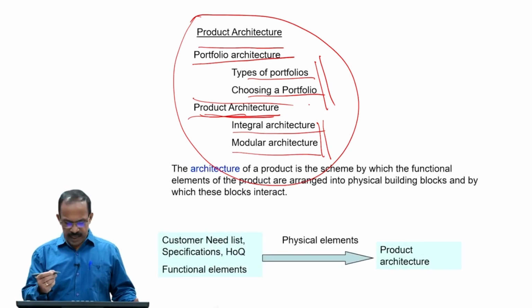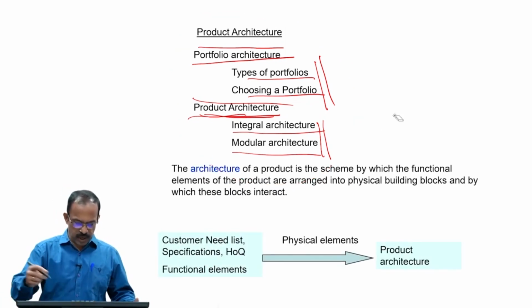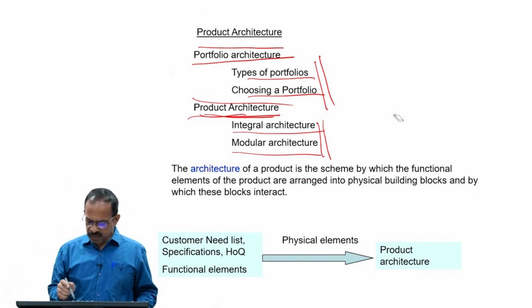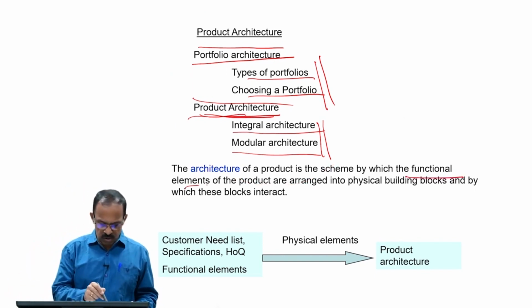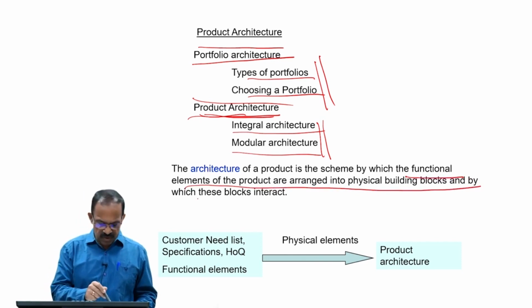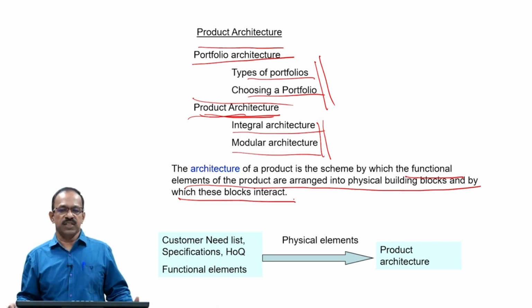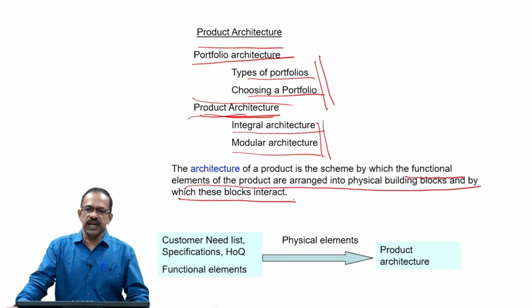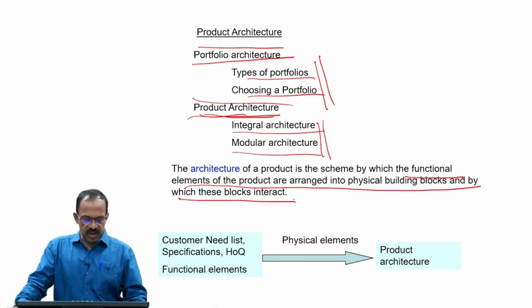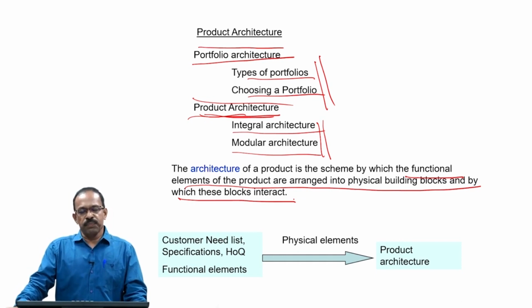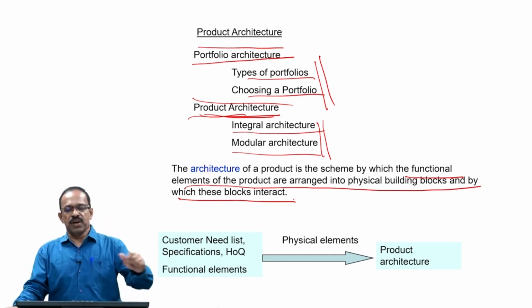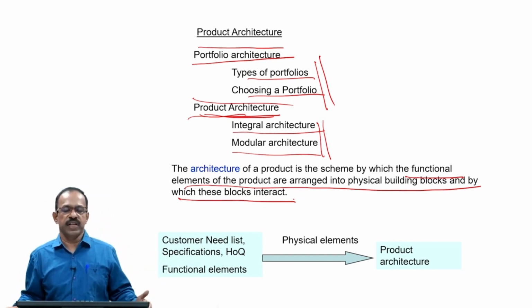Okay, so the architecture of a product is the scheme by which the functional elements of the product are arranged into physical building blocks and by which these blocks interact. So, that is the way the architecture is defined. We saw the functional building blocks for the product in the functional decomposition.